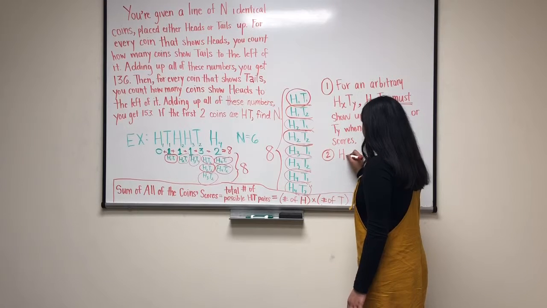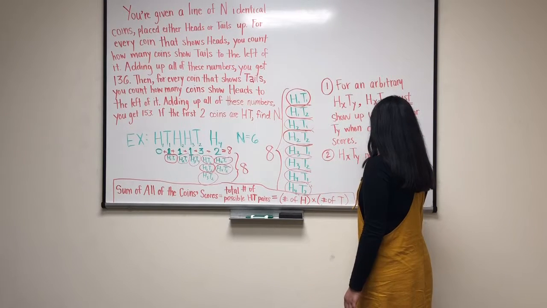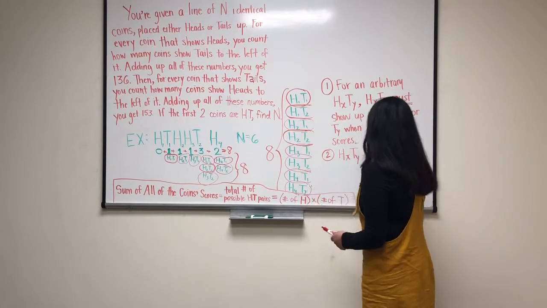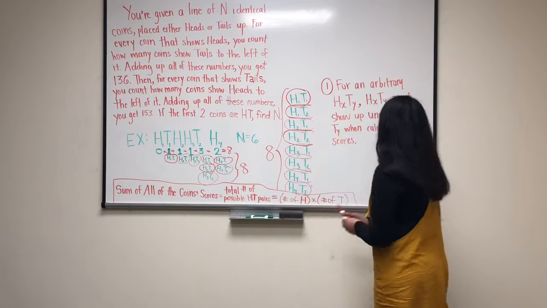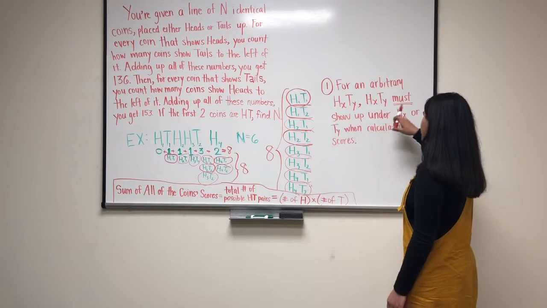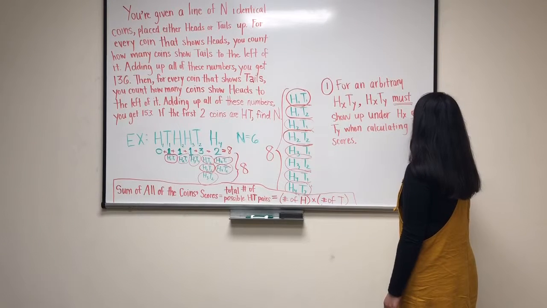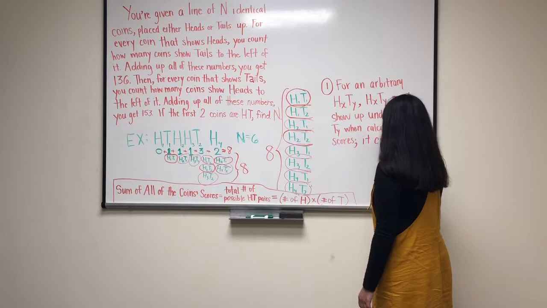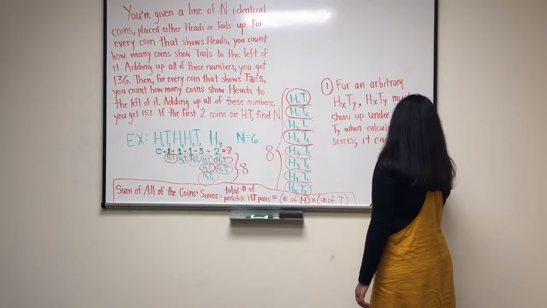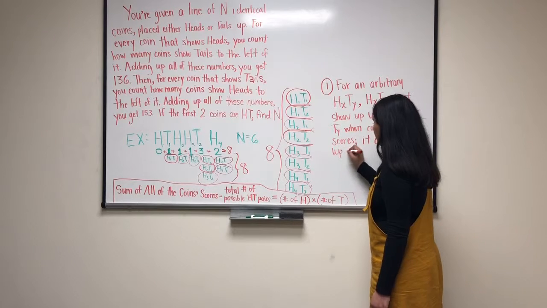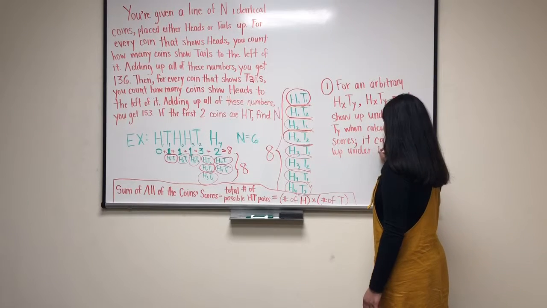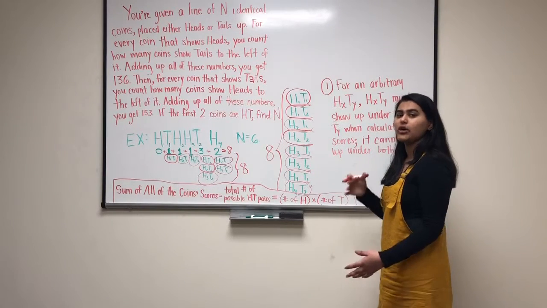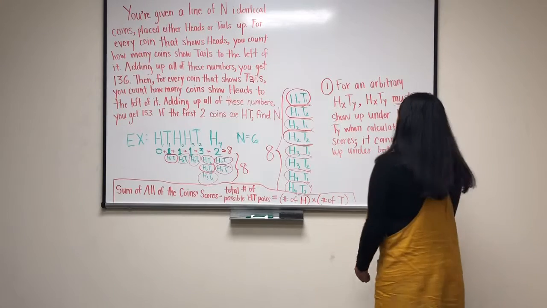or actually I can rather just add it to the first statement. So for any arbitrary HXTY, HXTY must show up under HX or TY when calculating scores. It cannot show up under both. I'm not going to be doing a rigorous proof, so I'm just going to talk through it. It should be very intuitive, actually.